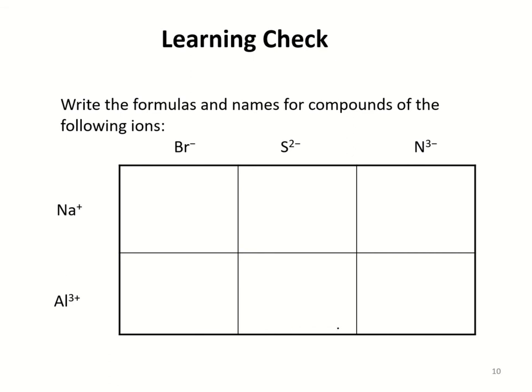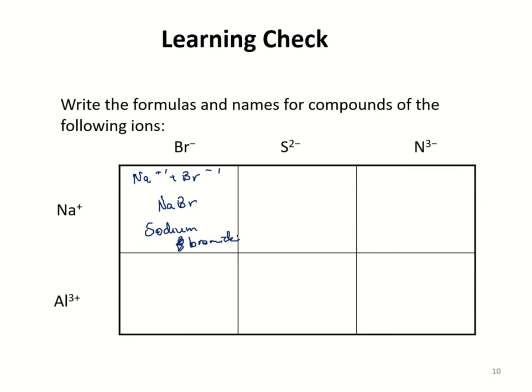So the next bit is trying to write out the formula and also write out the name. Same idea here. What you might want to do is actually just write out the equation like so and compare to see if the numbers are any different. If the numbers are the same, just combine the symbols together. We get sodium bromide.